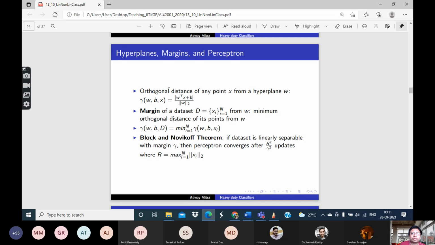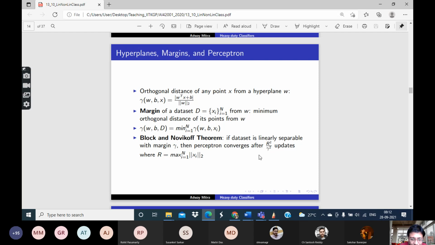First of all, there exists some guarantee about how long a particular perceptron algorithm will take on a particular data set to find a separating hyperplane which can separate the two classes. So how many iterations is it going to take? For that purpose, there is the Block and Novikoff theorem. It tells us that if the dataset is linearly separable with margin gamma, then the perceptron converges after these many number of updates, that is to say, these many corrections will have to be made.